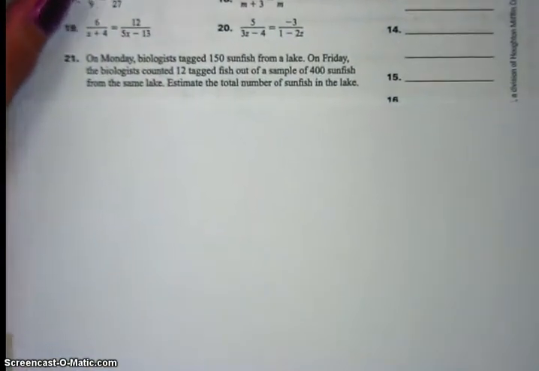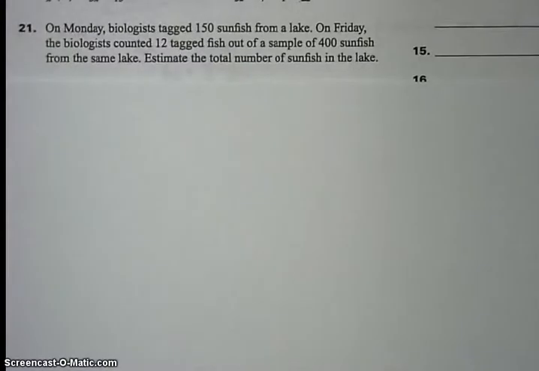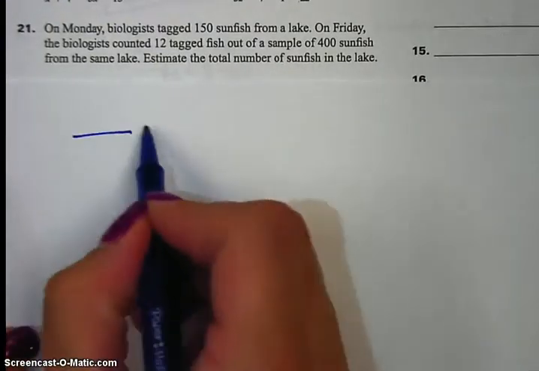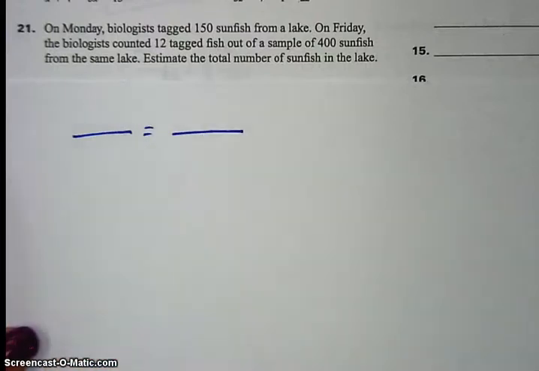Our next one is a word problem. Let me pop that one up here so you can see it. Number 21 says, on Monday, biologists tagged 150 sunfish from a lake. On Friday, the biologists counted 12 tagged fish out of a sample of 400 sunfish from the same lake. Estimate the total number of sunfish in the lake. All right, this is a proportion.